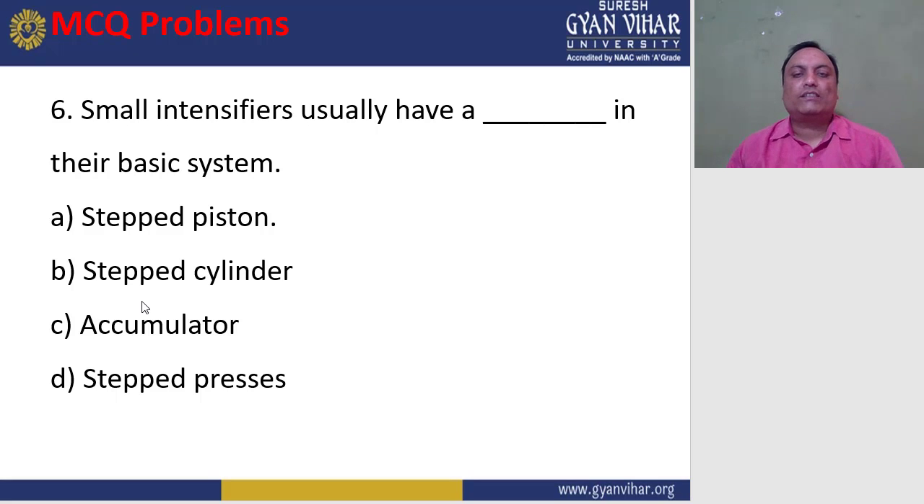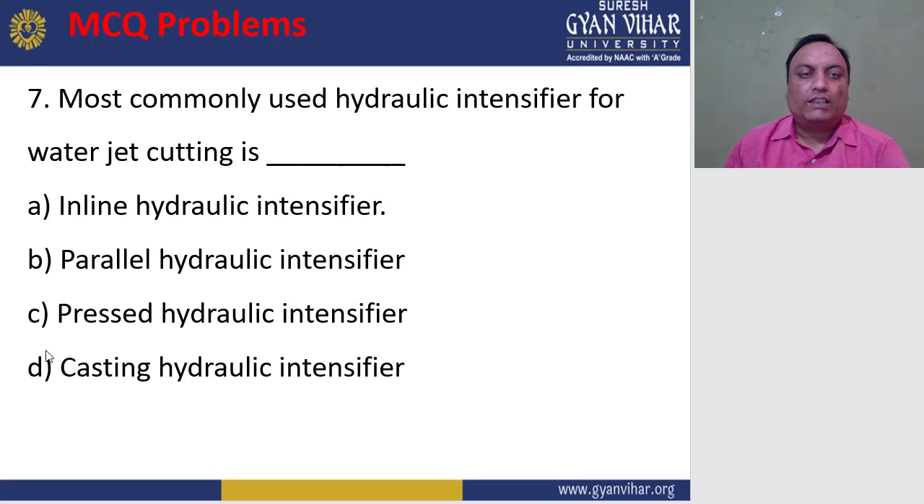A small intensifier usually has a stepped piston in its basic system. Four options are given: stepped piston, stepped cylinder, accumulator, and stepped presses. So the small intensifier is usually constructed with the stepped piston. A stepped piston is usually a double-ended piston, and it consists of two unique diameters where each works in a different cylinder, right? So here A option is the right option. Then move to question number 7.